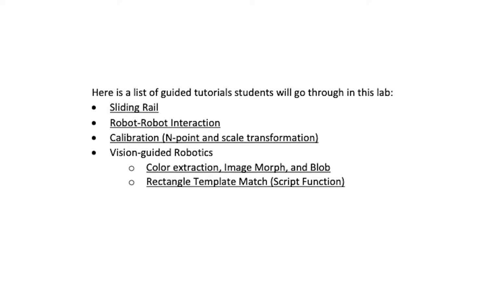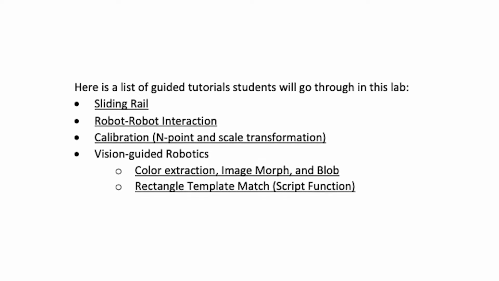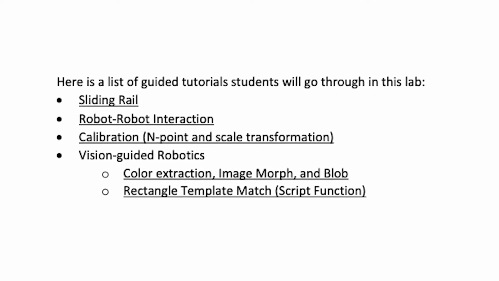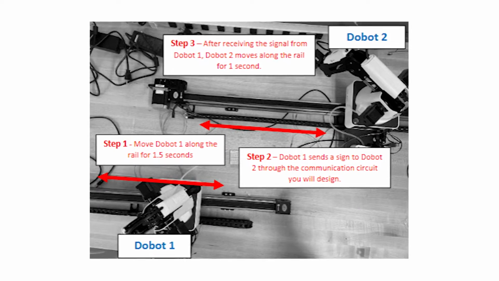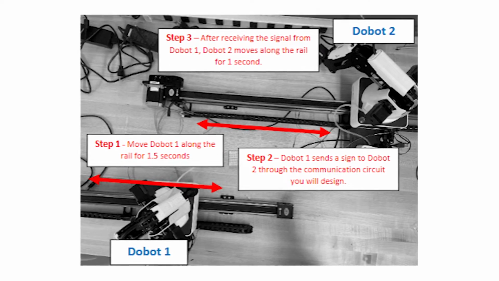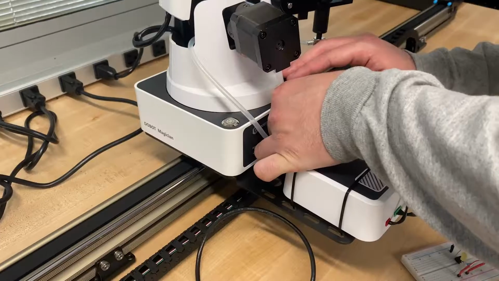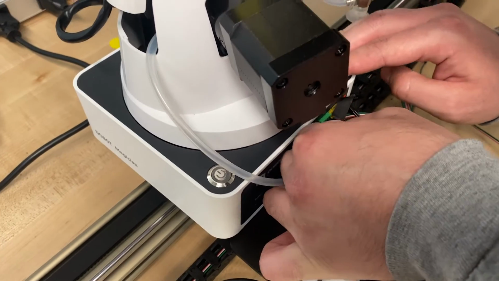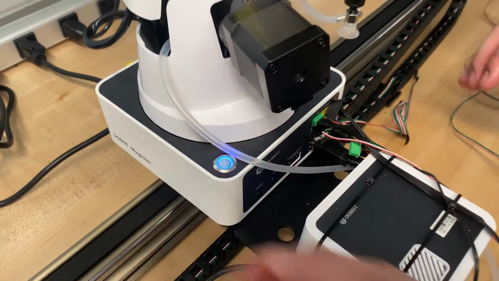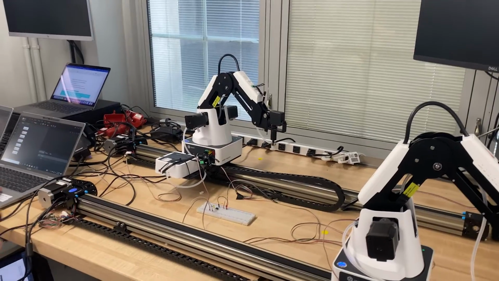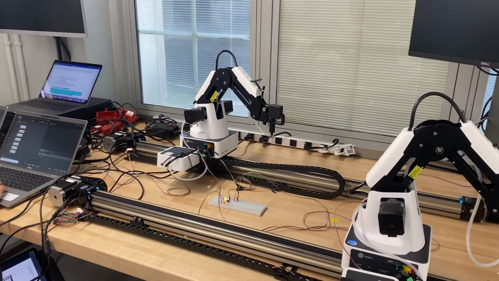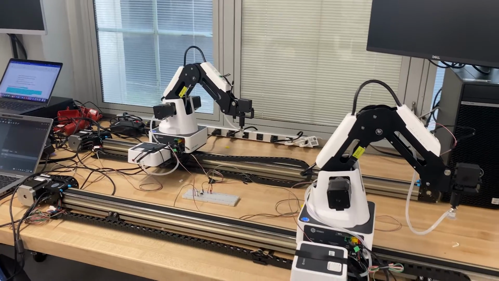In the third lab, the team looked to further extend our understanding of the Dobot by exploring the use of a sliding rail to move the robot arm in one dimension, robot-robot interaction, calibration, and further vision-guided robotics. The team first coded the sliding rail to position our robot. The sliding rail utilized a runtime to designate the positioning of the robot. Our team explored the use of appropriate program times to position the robot in desired positions.